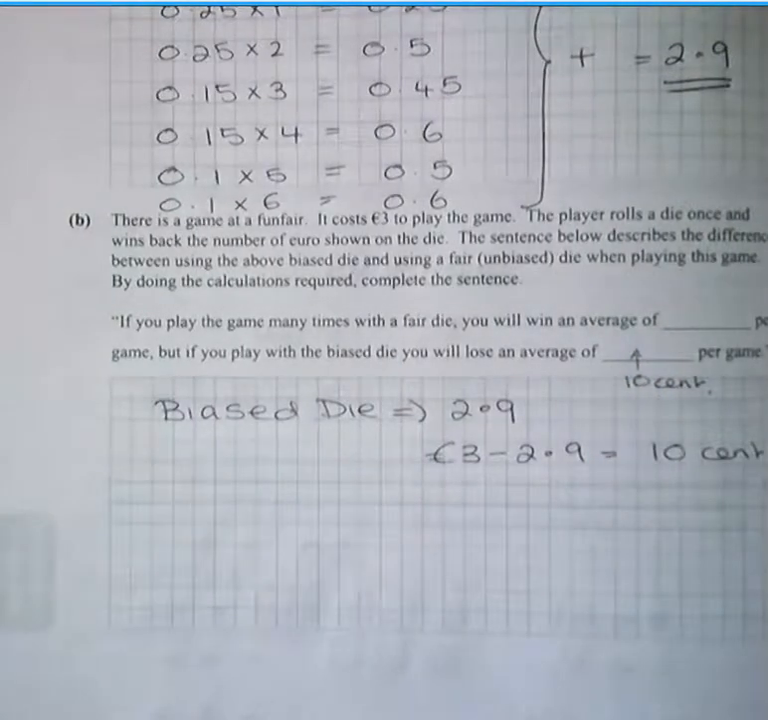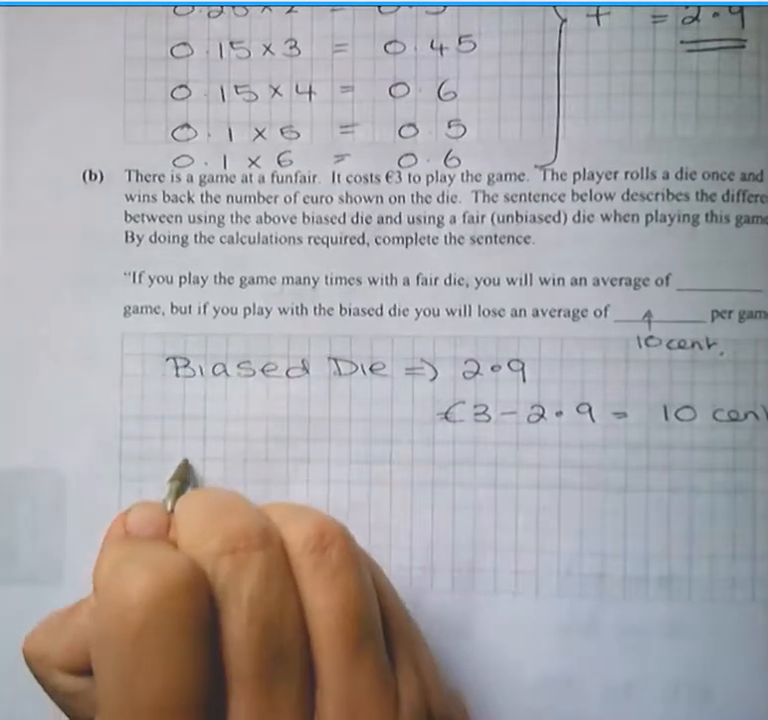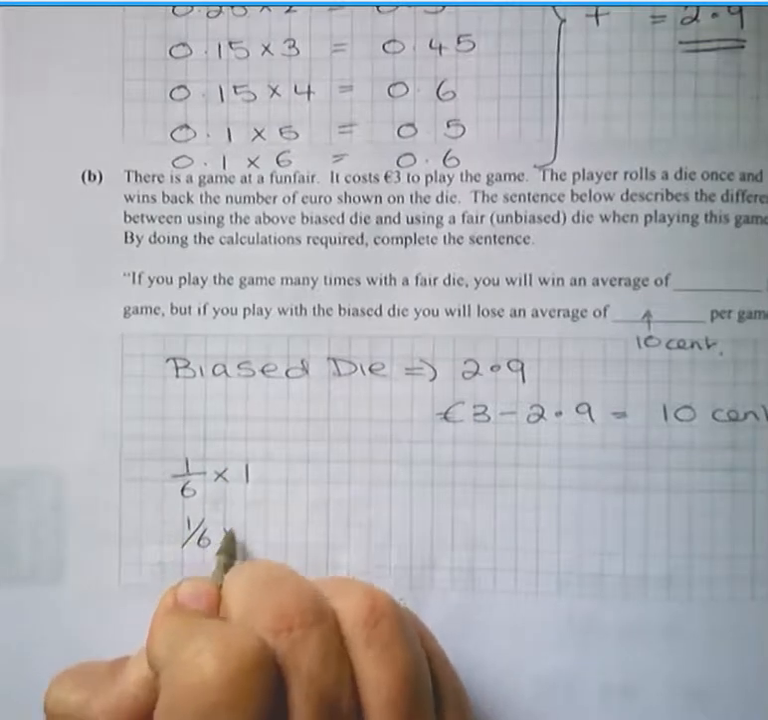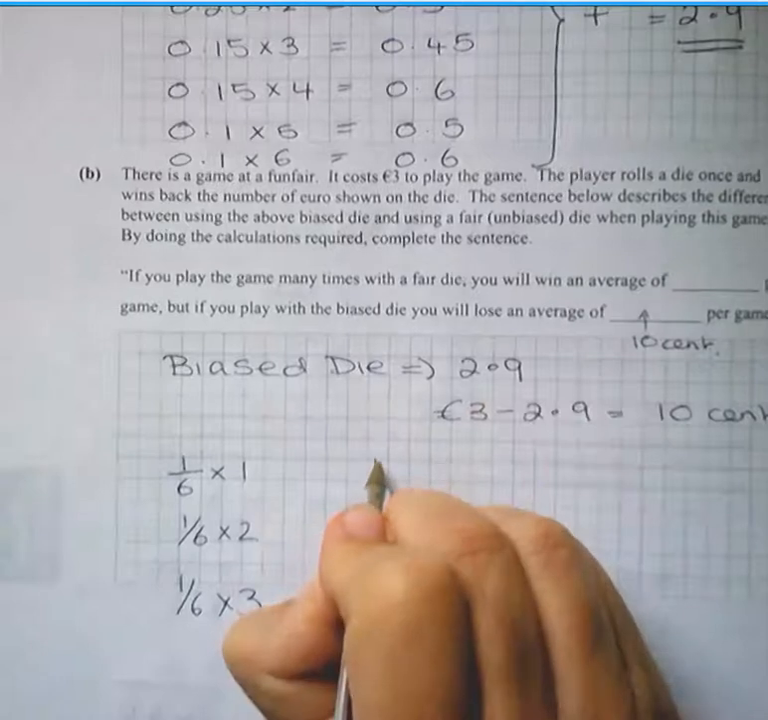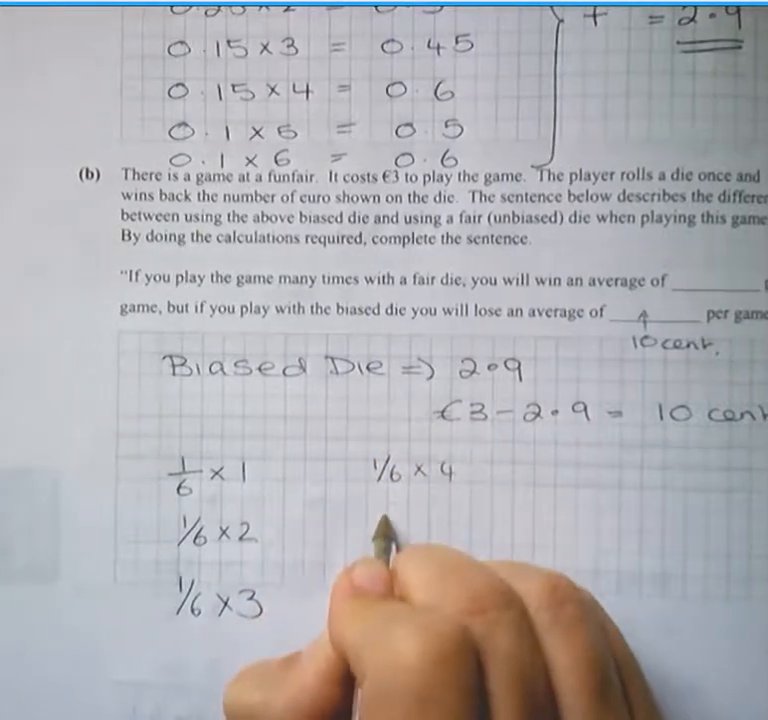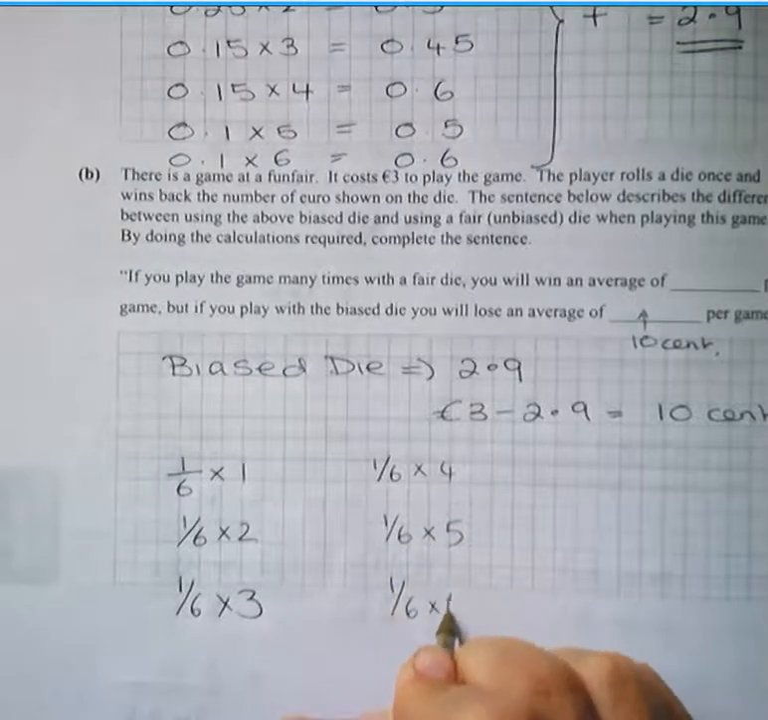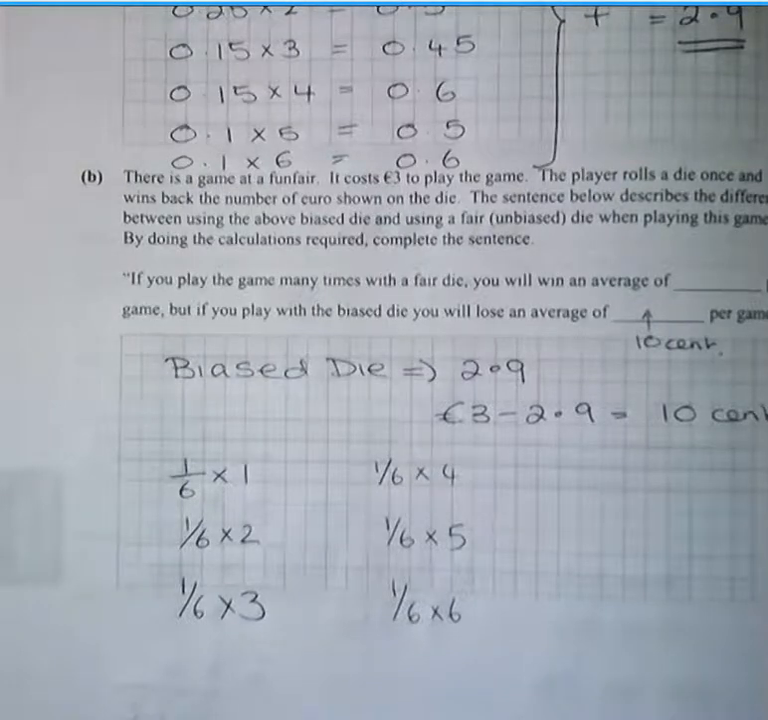If you're playing with a fair die, the fair die would mean your probability of getting any of the sides would be the same. So it'd be a 1/6. So you'd have a 1/6 times 1, 1/6 times 2, 1/6 times 3, 1/6 times 4, 1/6 times 5, and 1/6 times 6. So you'd work out those probabilities.